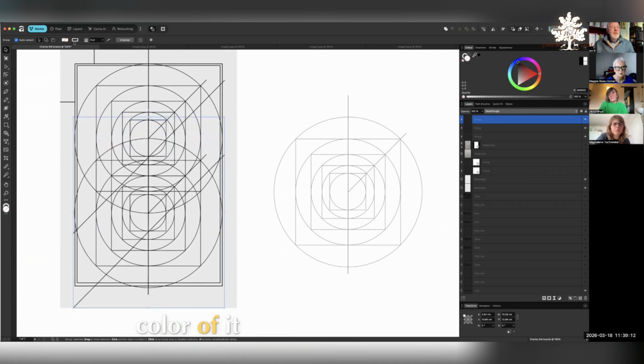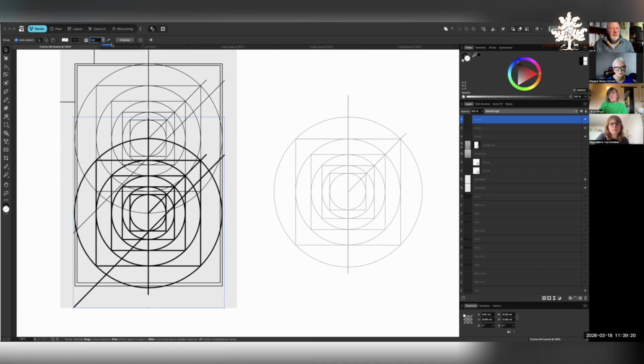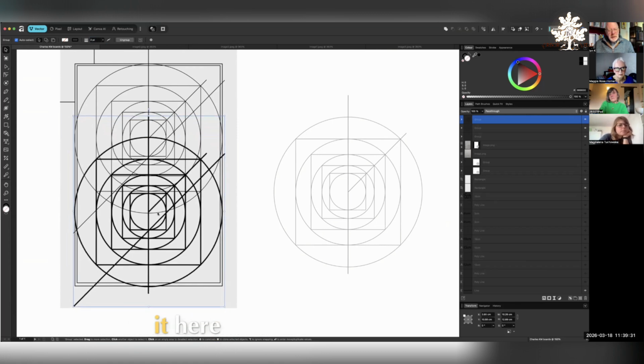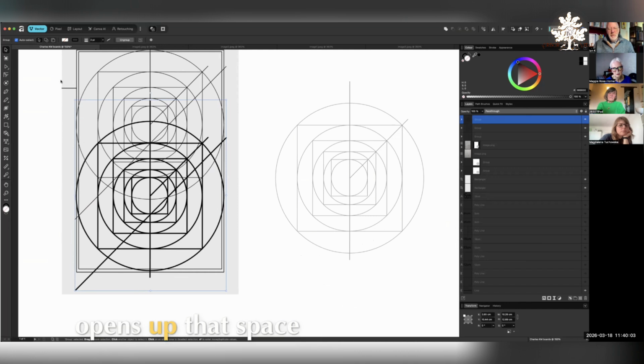Let me change the color of it. Let me make that just a bit darker. So you see the darker one, I'm relating it to what's on the lighter one. And if I put it here, can you see where my pointer is? See there? This little circle and that square are resting on this square and this circle. You seeing that? And that's almost on the Kovcek there. So that nicely opens up that space.